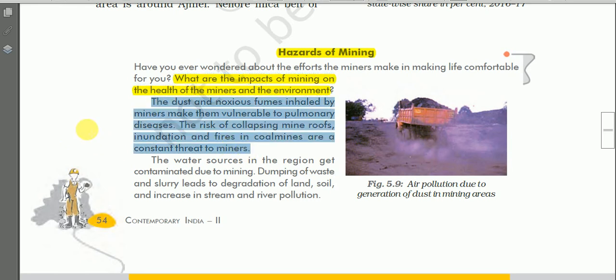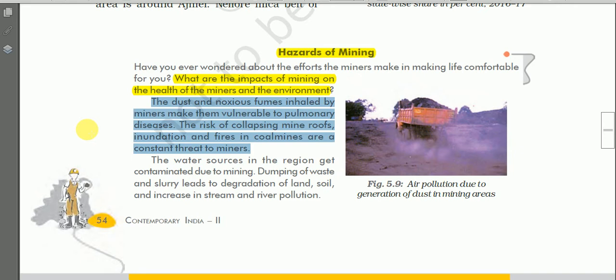The dust and the noxious fumes inhaled by the miners make them vulnerable to pulmonary diseases. The dust coming out from the mining areas, and the noxious fumes. Noxious means fumes which are very injurious, very harmful to physical and mental health, with a very irritating smell. Inhaled by the miners, they make them vulnerable to pulmonary diseases. Pulmonary diseases means diseases related to the lungs.